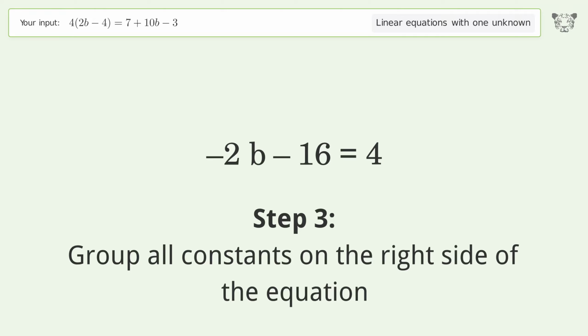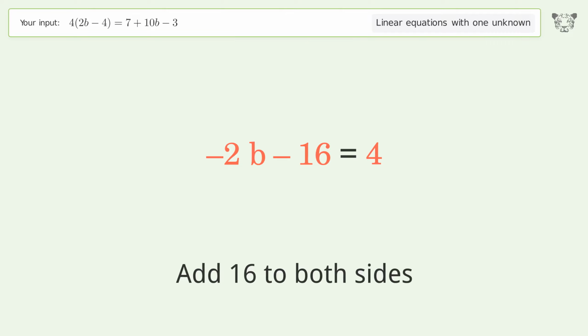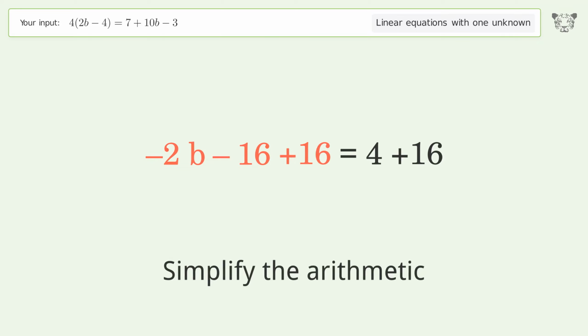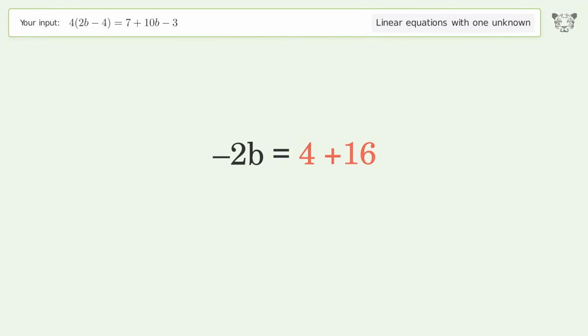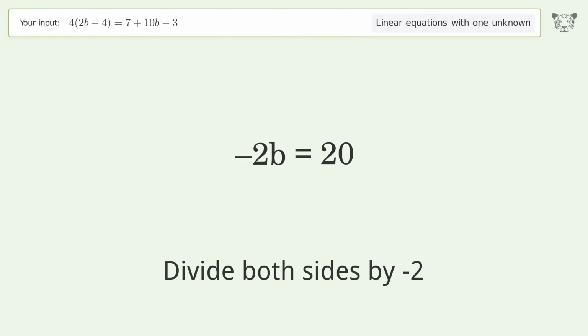Group all constants on the right side of the equation. Add 16 to both sides. Simplify the arithmetic. Isolate the b. Divide both sides by -2.